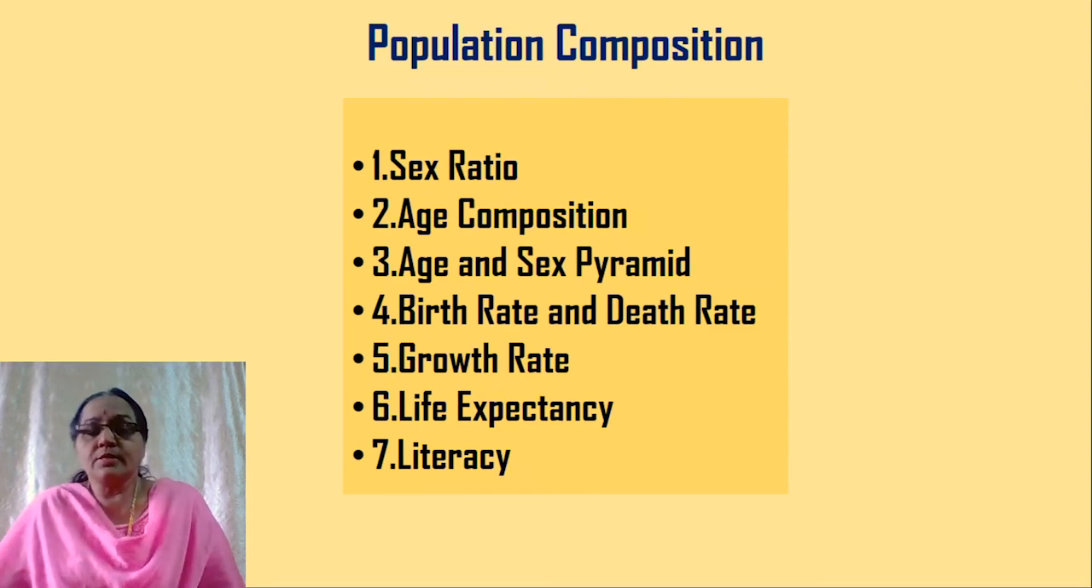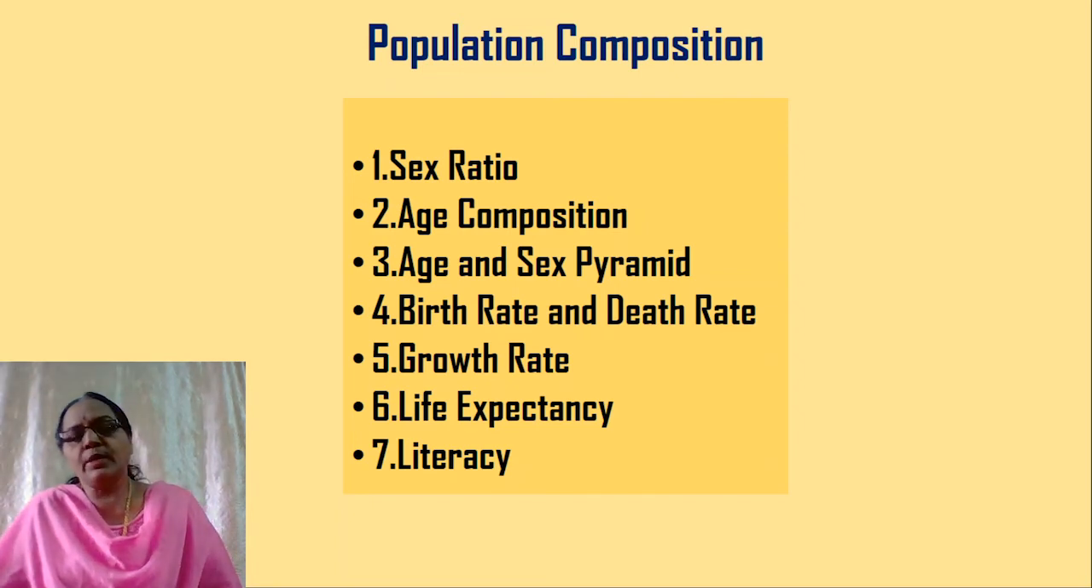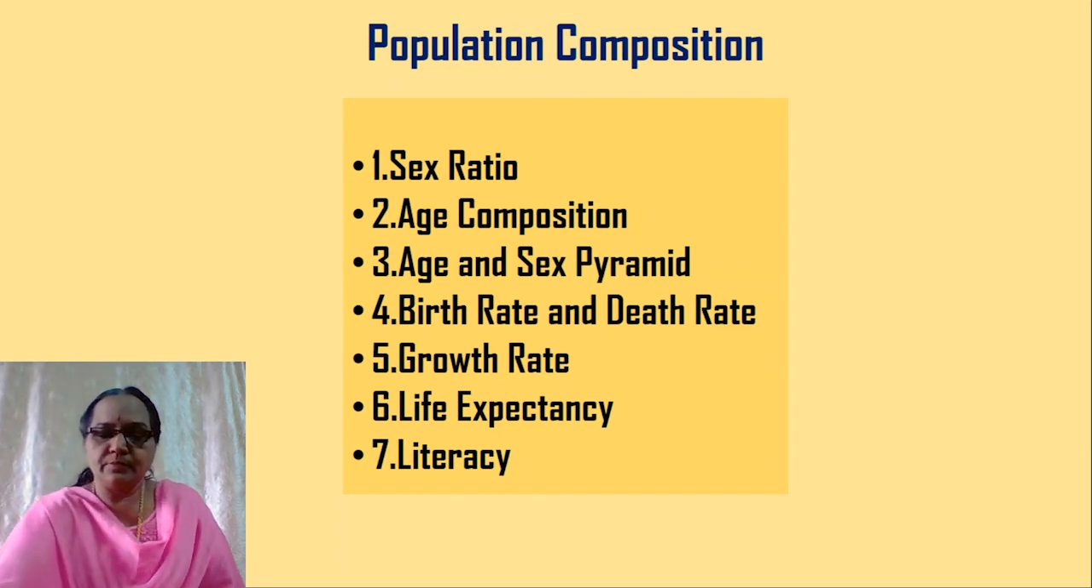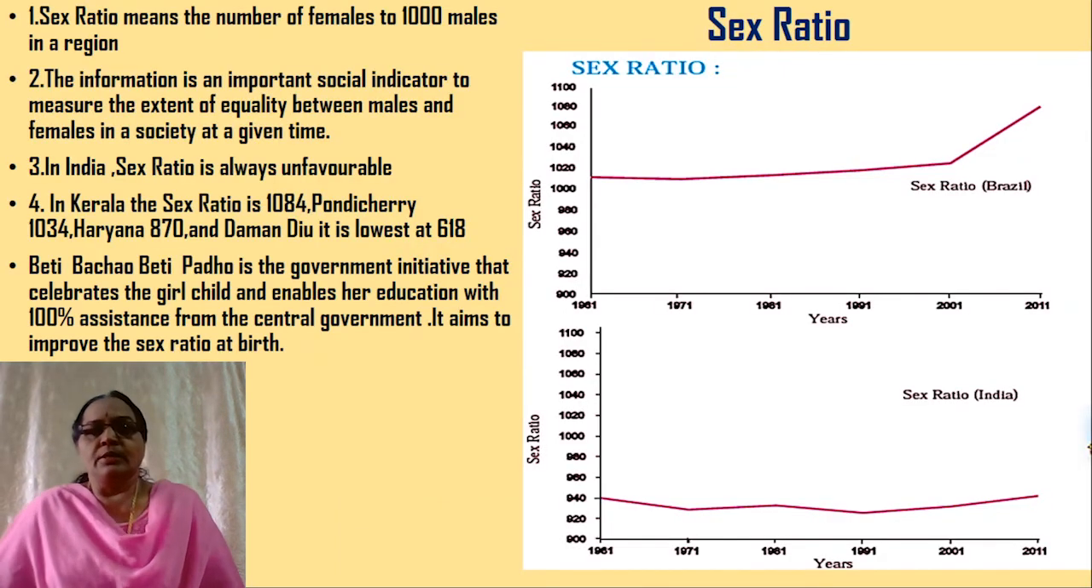Now let's discuss population composition. Under population composition, we are going to deal with sex ratio, age composition, age and sex pyramid, birth rate and death rate, growth rate, life expectancy, and literacy. Now, sex ratio.